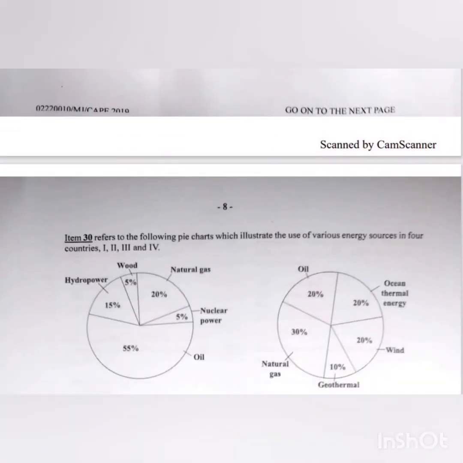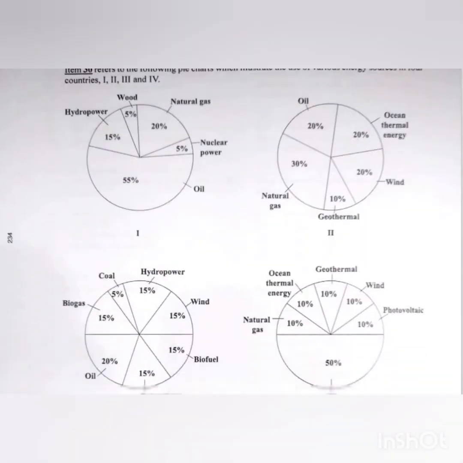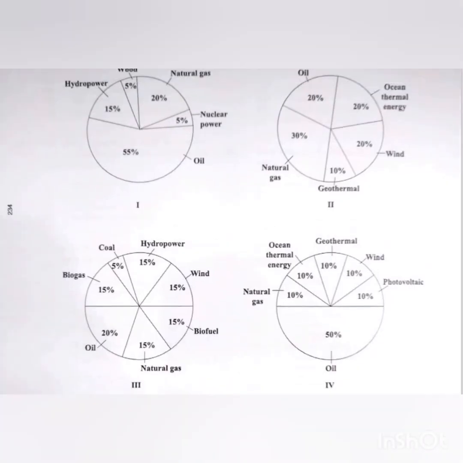Item 30 refers to the following pie charts, which illustrate the various use of energy sources in 4 countries. Question: which country is most likely to produce long-lived hazardous waste? The answer is A, due to the nuclear power.